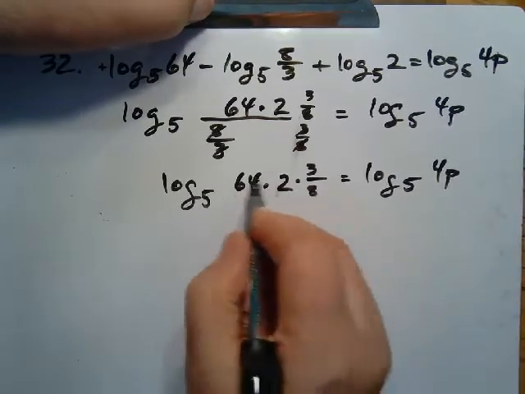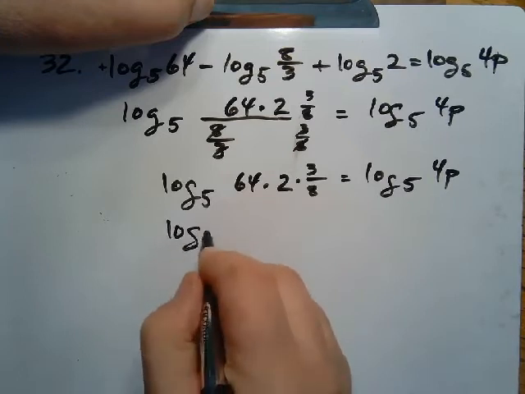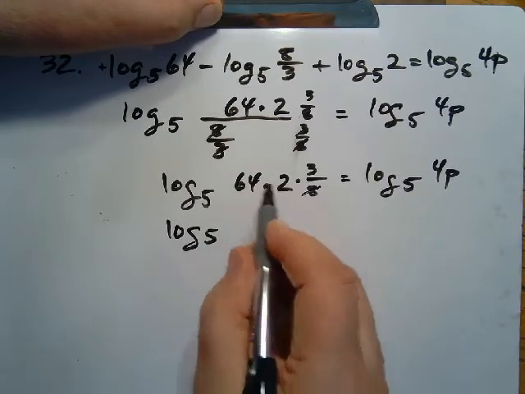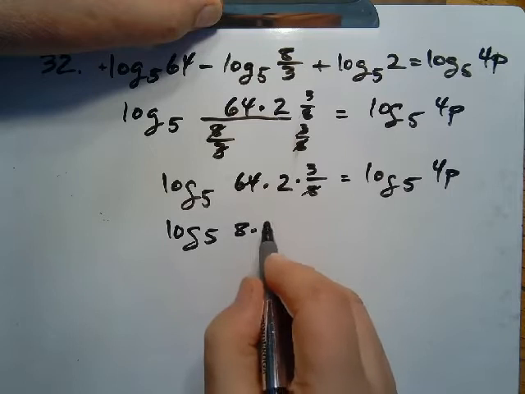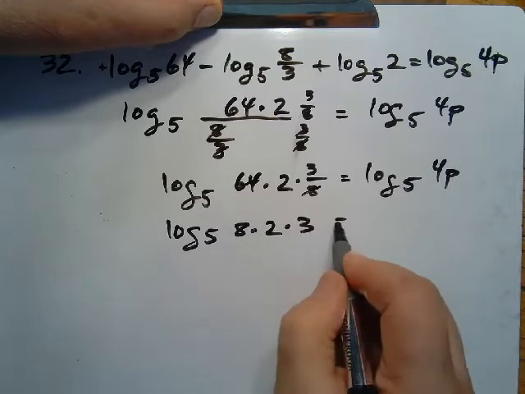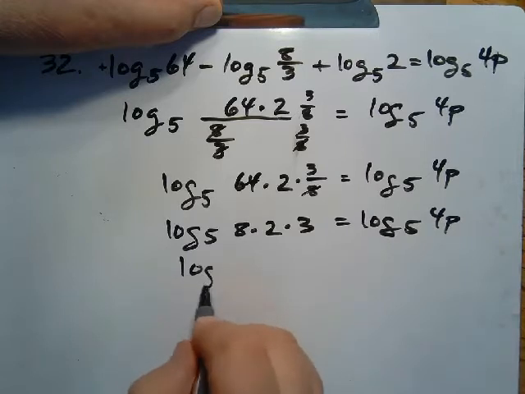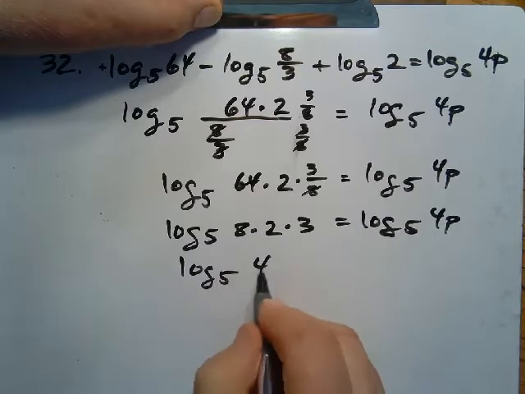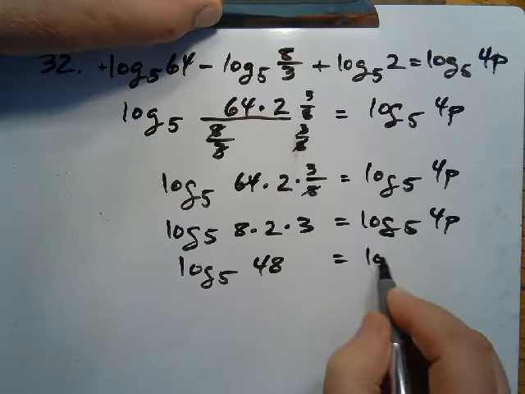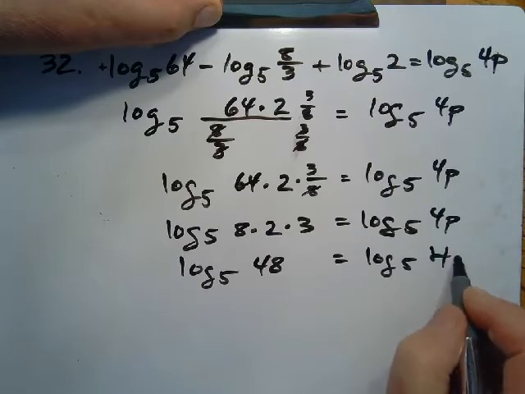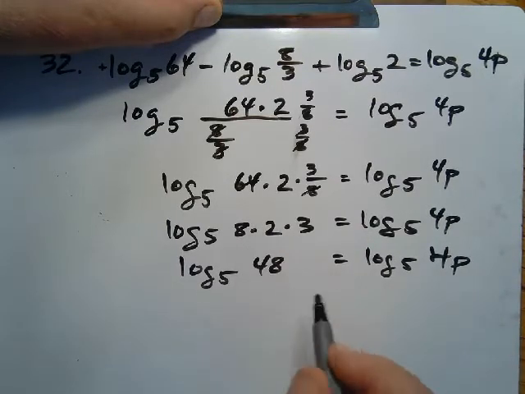Well, I see that there will be some cancellation going on here. So this is log base 5. 8 cancels 64 and makes it 8. And I end up with log base 5 of 48. That's 3 times 2 is 6 times 8 is 48.